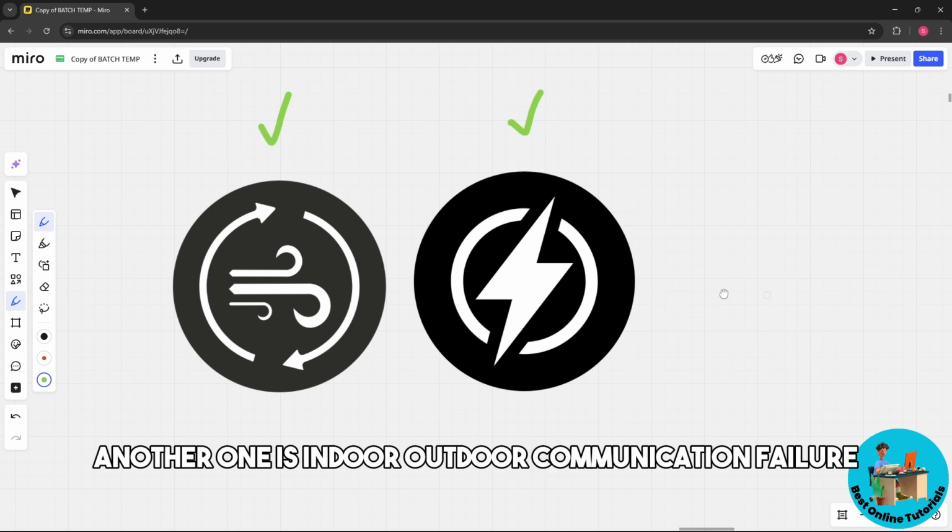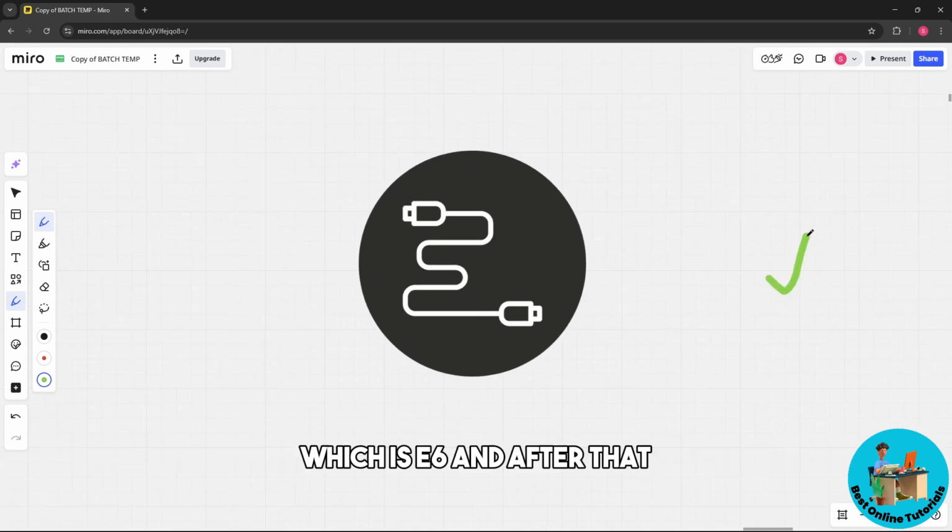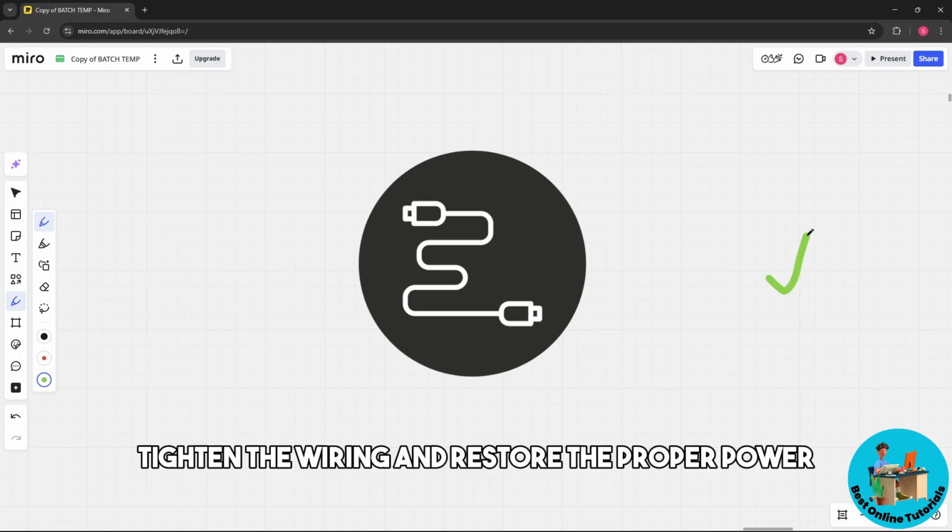Another one is indoor outdoor communication failure, which is E6. And after that, just simply tighten the wiring and restore the proper power.